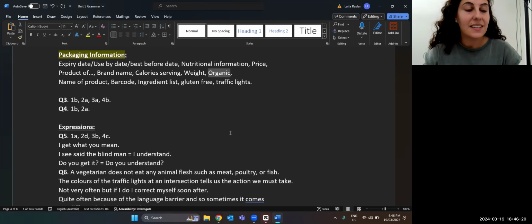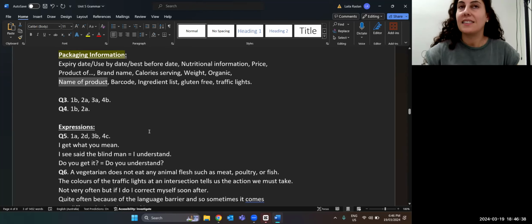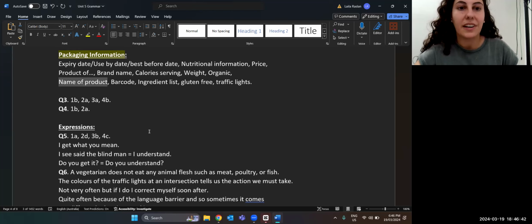So organic is a really good way to grow your vegetables or fruits, but it is a little bit more expensive. So it's good and it's expensive. So if you see the word organic, you know what that means. You should know what that means. You'll see the name of the product. So what is it? Is it broccoli? Is it eggs? Is it bread? You'll always see the name of the product.